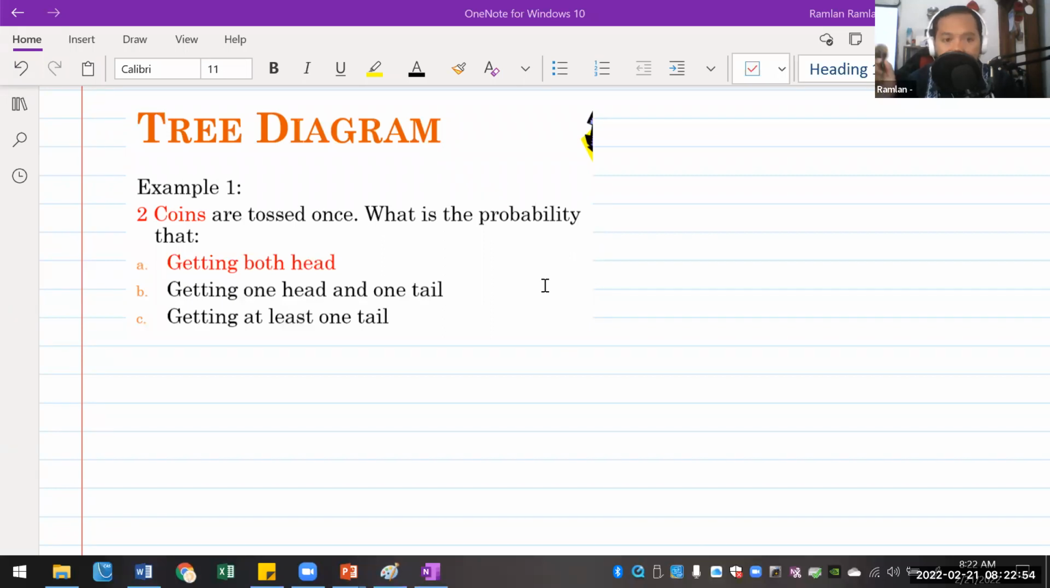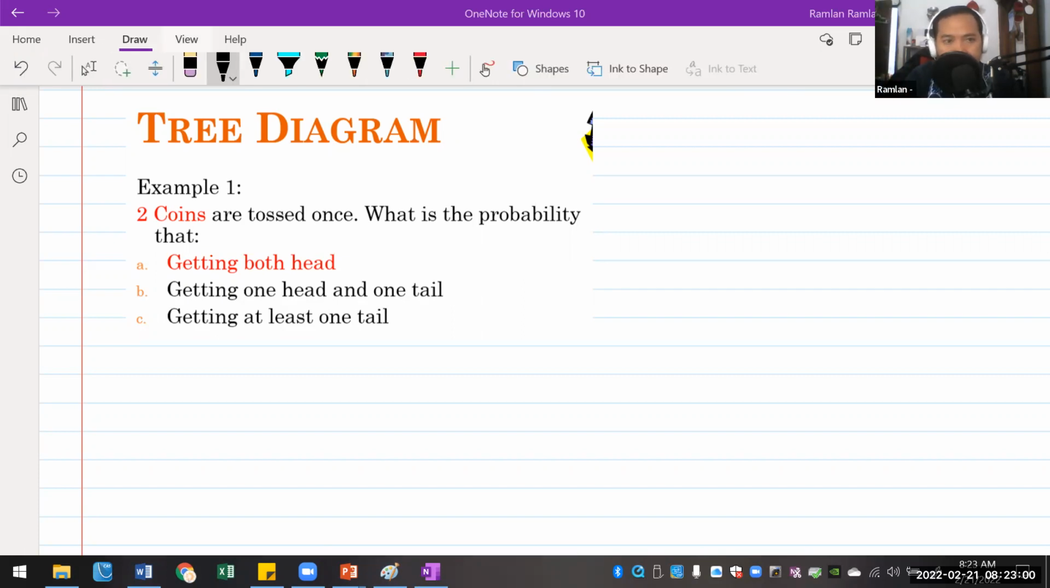Okay, so this is the first example. You can see it in the YouTube video that I made last Wednesday. And here we go. So if you have two coins, you toss them once. You have two coins here, and you toss them once. What is the probability that you get both heads, and so on?